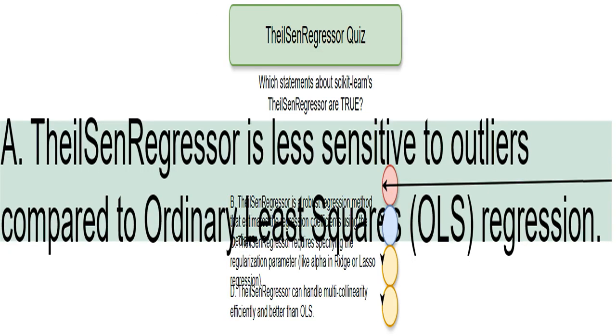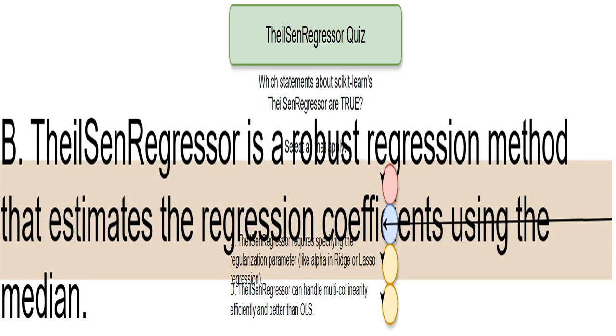This statement is true. TheilSenRegressor is designed to be robust against outliers, meaning that it's less affected by them than OLS, which is easily influenced by extreme values. This is also true. TheilSenRegressor uses the median, the middle value, of slopes to calculate coefficients, making it robust to outliers. It's different from OLS which uses the mean.